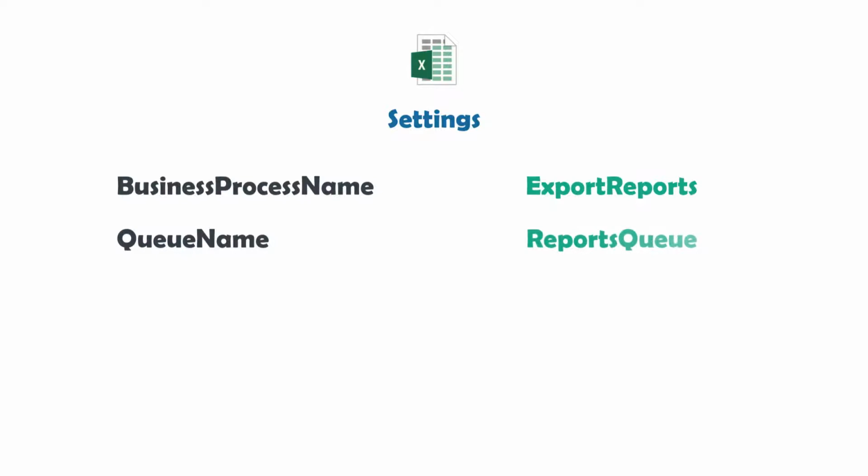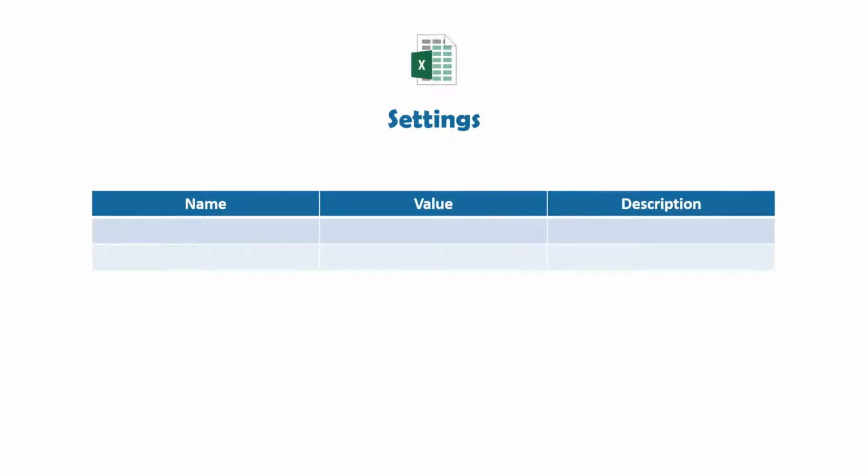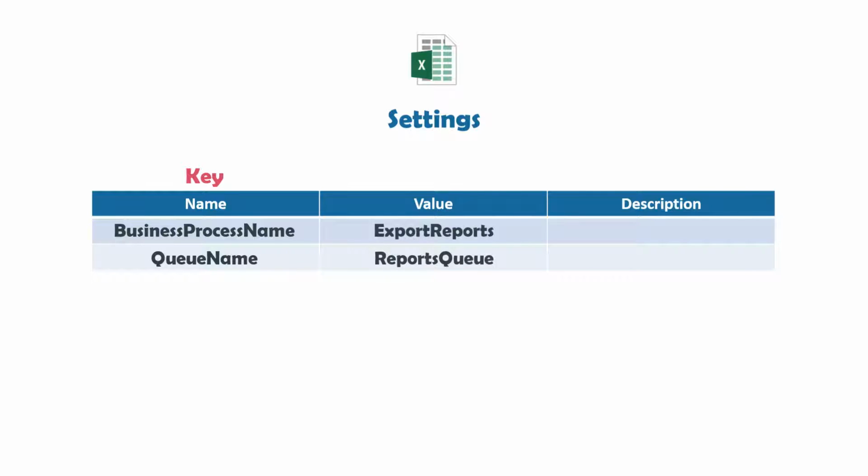We can also add the business process name, for example, export reports. Or the queue name, for example, reports queue. The sheet consists of 3 columns: name, value, and description. Name column always contains a string. This is the key in the dictionary later. Value column contains the values, which we want to read in the process later. We can read the content of this column using the key column, as I explained before.